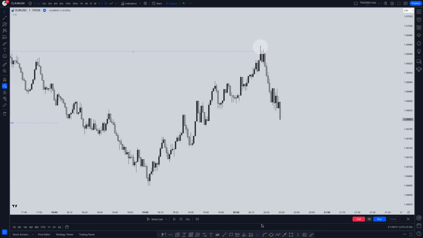Okay. So let's see what happened next here and where is our structure. This is our low, it is broken. That's called CHoCH, and the previous high is closed. We need inducement. Once the market has taken out the inducement, we can mark them. And where is our PD array? This one.